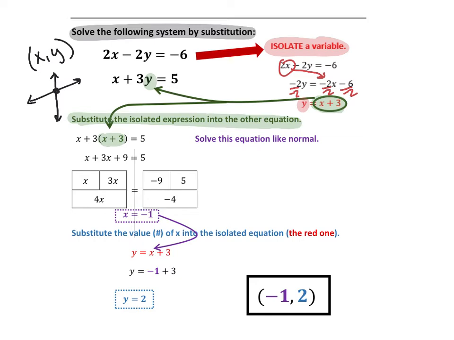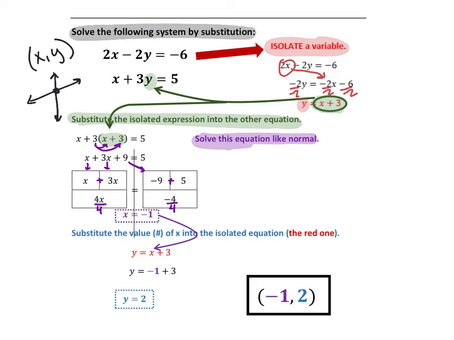Okay, the next step says to solve the equation like normal. So normally when we have a single variable equation, we would use distribution. 3 times x is 3x, and 3 times 3 is 9. And then either use inverse operations or the box method to solve for a value of x. We add the numbers across the top, we divide by the coefficient of the x, and we would find out that x is equal to 1.